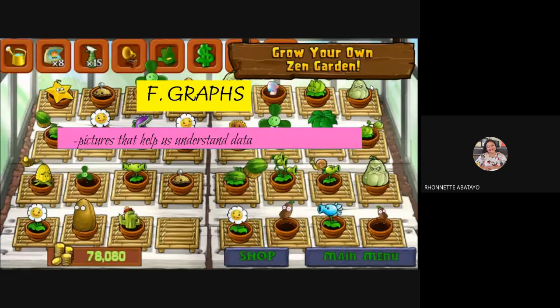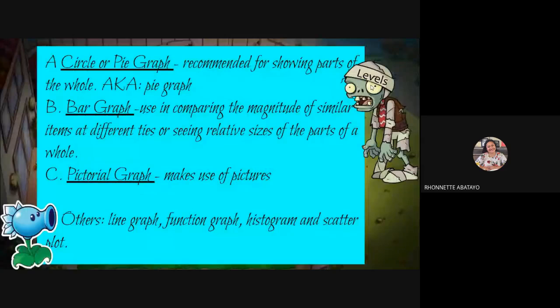Next one is the graph. Graphs are important because they are pictures that help us understand the data. In the K to 12 curriculum, we have some appropriate lessons that we can embed for the usage of graphs and charts. It's included in the MELC, the most essential learning competencies. These are examples of graphs: the circle or pie graph, bar graph, pictorial graph, line graph, histograph, and scatter plot for special education.